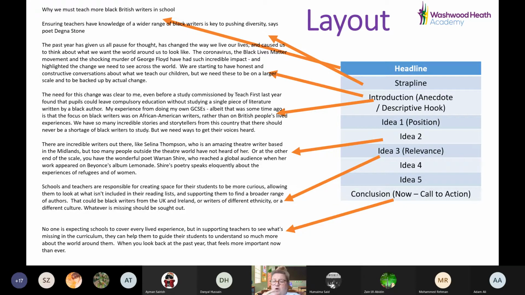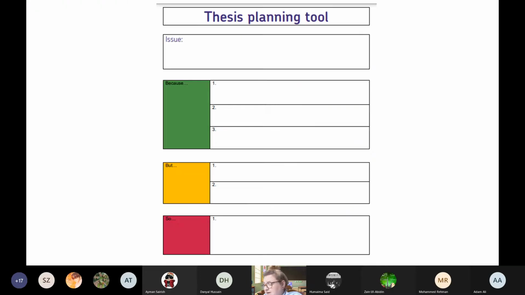So if we're looking at how we can plan this in a way that perhaps isn't the 5-sentence plan, you might consider what we call the thesis planning tool. The thesis planning tool asks you to break your idea down into these key areas: what the issue is, 3 reasons why it's an issue, 1 reason why people might disagree with you, and then your conclusion. Some of you may have looked at this in class, but you can use this thesis planning tool to help you highlight your ideas in a slightly different way.